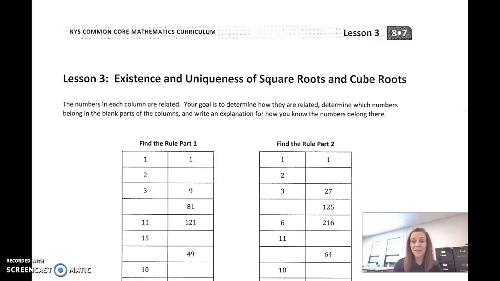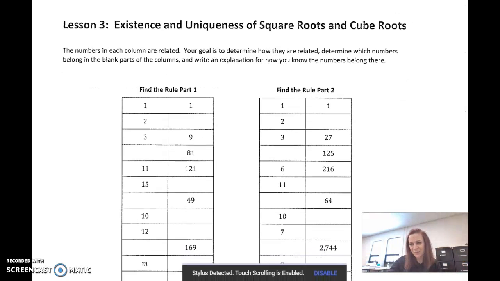In lesson 3 in module 7, we are going to start talking about square roots and cube roots. What we're going to be doing is beginning to get ready to solve equations involving square roots and cube roots. So we need some new notation to be familiar with, and we really have to understand what squaring a number is and what cubing a number is before we can take the square and cube root. So let's look at these tables down here.